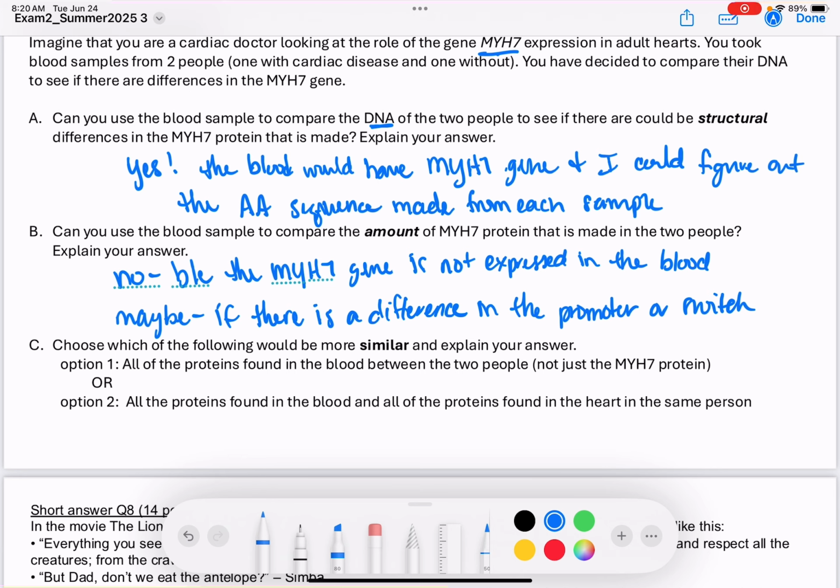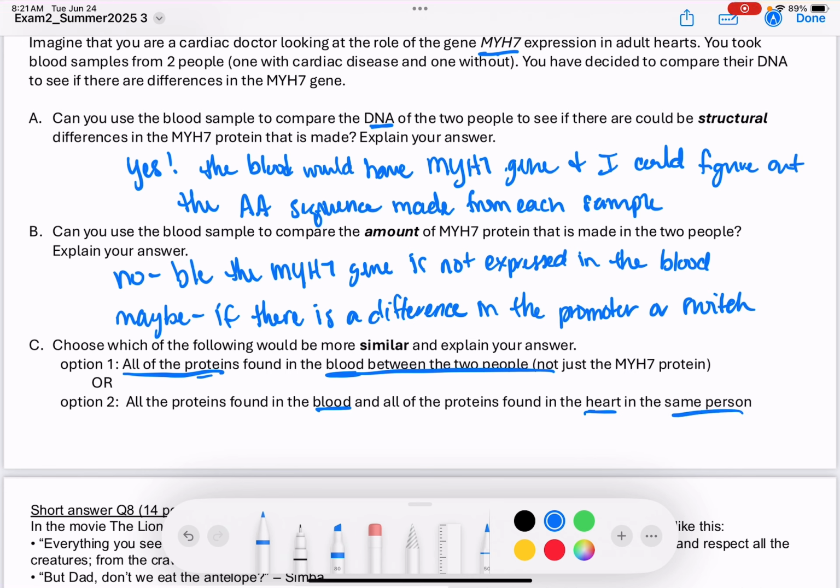Next, choose which of the following will be more similar and explain your answer. So all of the proteins found in blood between two people, or all of the proteins found in the blood and in the heart of the same person. So this one was both in the blood. This one was in two different areas, but in the same person.